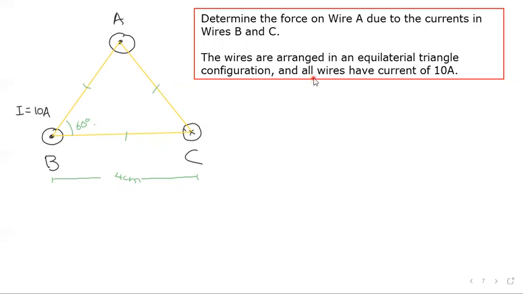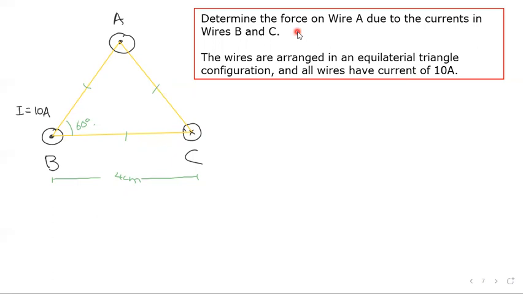And everything is the same. All wires have a current of 10 amps. So this is 10 amps, 10 amps, 10 amps. The direction in this case is different though. That's out of the page, into the page. And we want to work out the force on YA due to the currents in wires B and C.